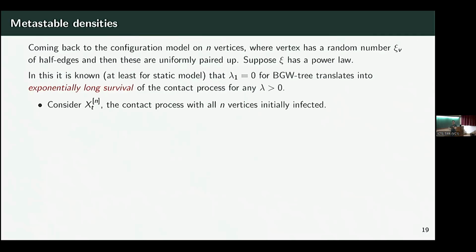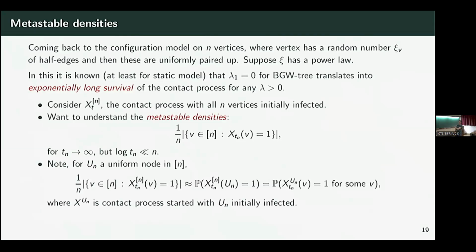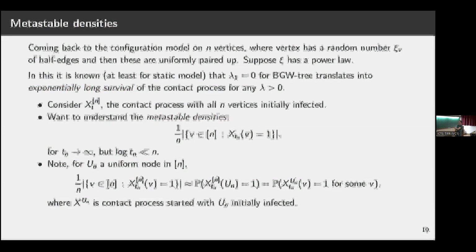And it's interesting to calculate this, and we can do this as well. So this is my process with everyone infected, and I want to know the total number of vertices that are infected at some large time Tn, not too large, but intermediate times. And I can calculate this using duality. This proportion is obviously very close to the probability that a uniformly chosen vertex in my graph is infected at this time.